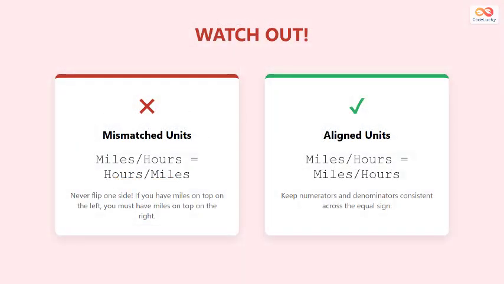A common mistake beginners make is misaligning the units. If you put miles on the top and hours on the bottom on the left side, you must do exactly the same on the right side. Never flip one side, or your answer will be incorrect.